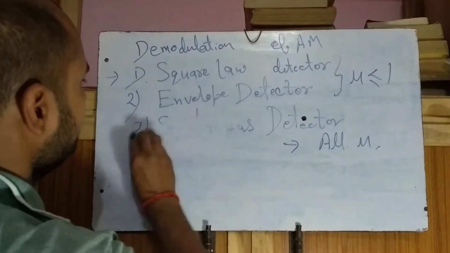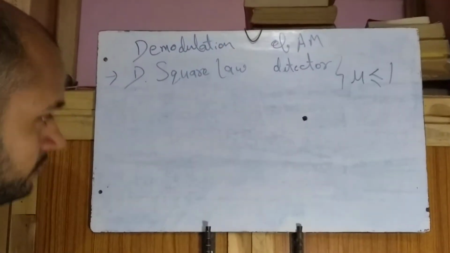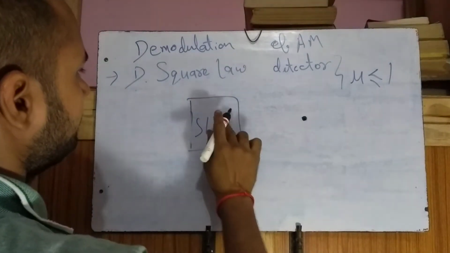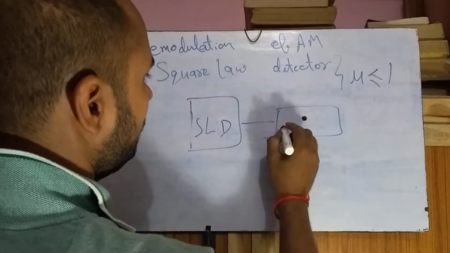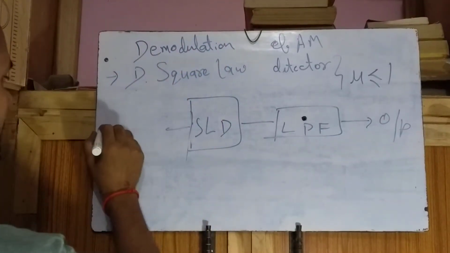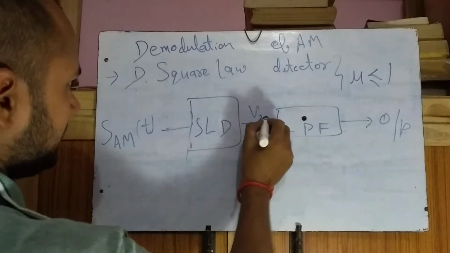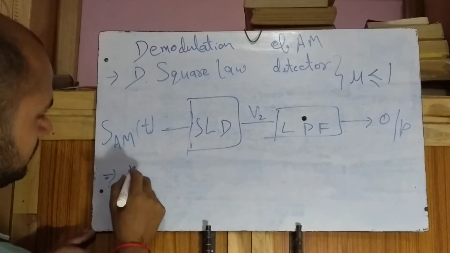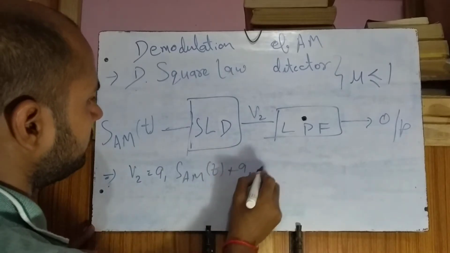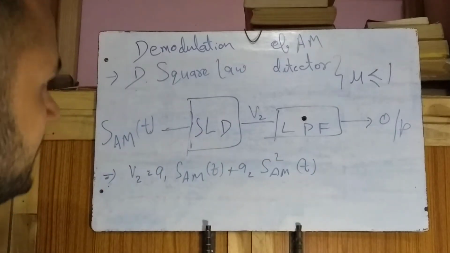So see the square law detector. The block diagram is this: the square law device, then the low pass filter, and that is the output. The input of the square law device is the AM signal. We all know what a square law device is. So V2 will be A1 into S_AM(t) plus A2 into S_AM(t) square, and then it will go to the low pass filter.